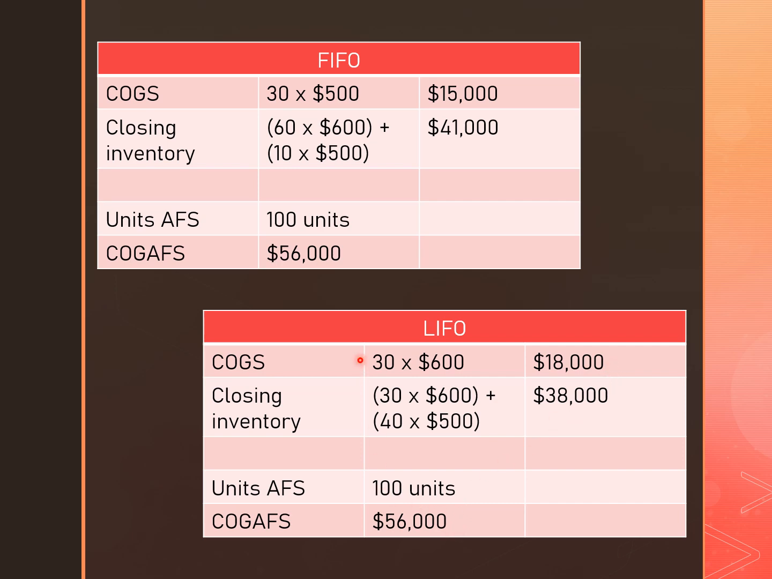The units here still unchanged. 30 plus 30 plus 40 dapat 100. So, you can see from here that FIFO dengan LIFO ni beza dekat macam mana you ambil the cost of goods sold dia dengan macam mana you value dia punya closing inventory. Okay.